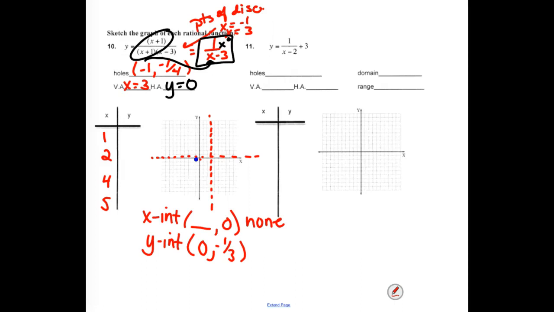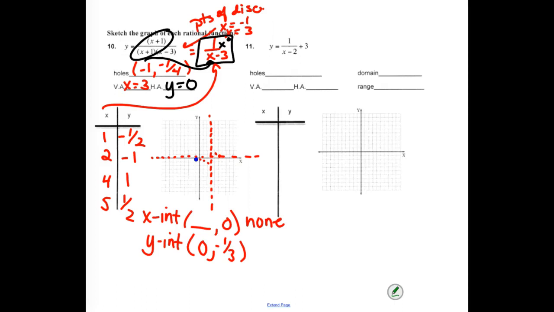All right, let's plug a 1 in. We're putting these all into that simplified version. Putting a 1 in for x, we get -1/2. Putting a 2 in for x, we get -1. Putting a 4 and putting a 5. All right, plotting some points. At 1, we are at -1/2. At 2, we are at -1. At 4, we are at 1. And at 5, we are at 1/2.